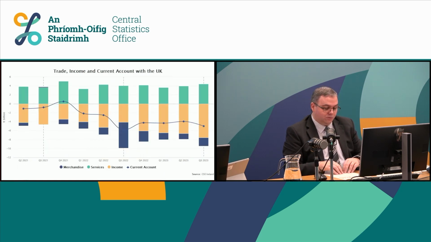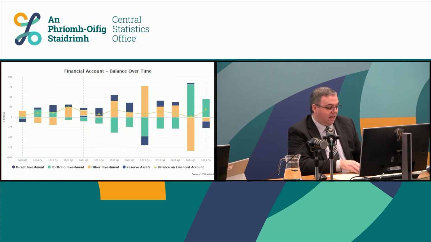Looking at our current account with the UK, the trade balance with the UK has increased by 4.3 billion and net income outflows have increased by 3.4 billion compared with the third quarter of 22. And the result is a current account deficit of 5.8 billion euros in this quarter, up 0.8 billion from the deficit of 5 billion in the third quarter of 2022.